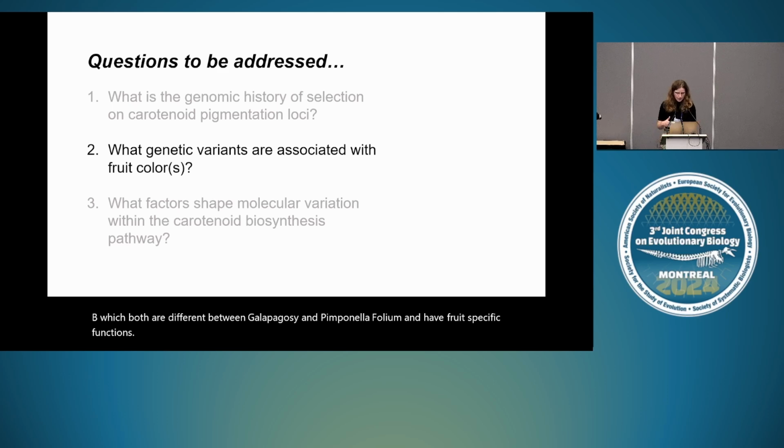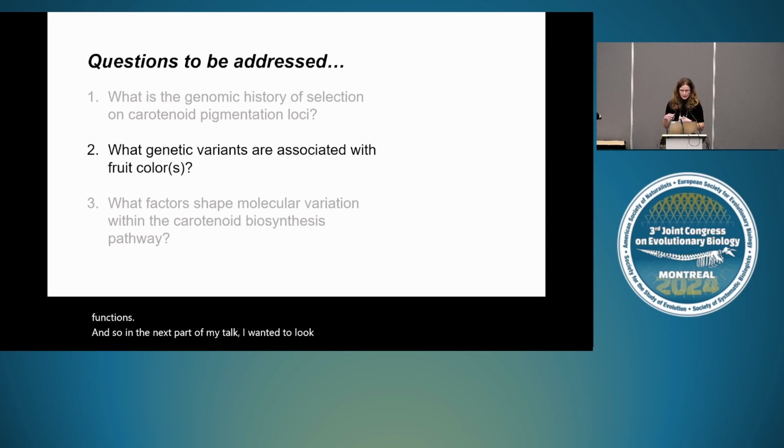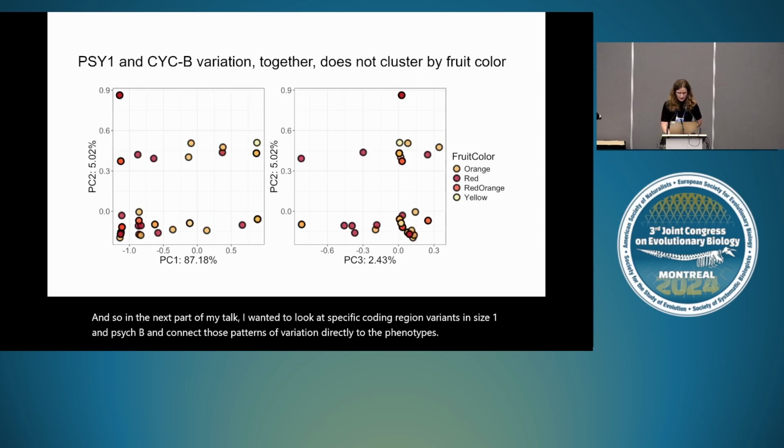In the next part of my talk, I wanted to look at specific coding region variants in Cy1 and Psych-B and connect those patterns of variation directly to the phenotypes. I extracted coding region sequences from Cy1 and Psych-B for every single individual we sequenced, and then I plotted that variation for both genes on one PCA, and colored each of these points according to the individual's corresponding fruit color. What we see is that there's no clear clustering by fruit coloration. This isn't wholly surprising because we already know from the introgression work I previously described that we can have independent changes in Cy1 and Psych-B that alter fruit color.